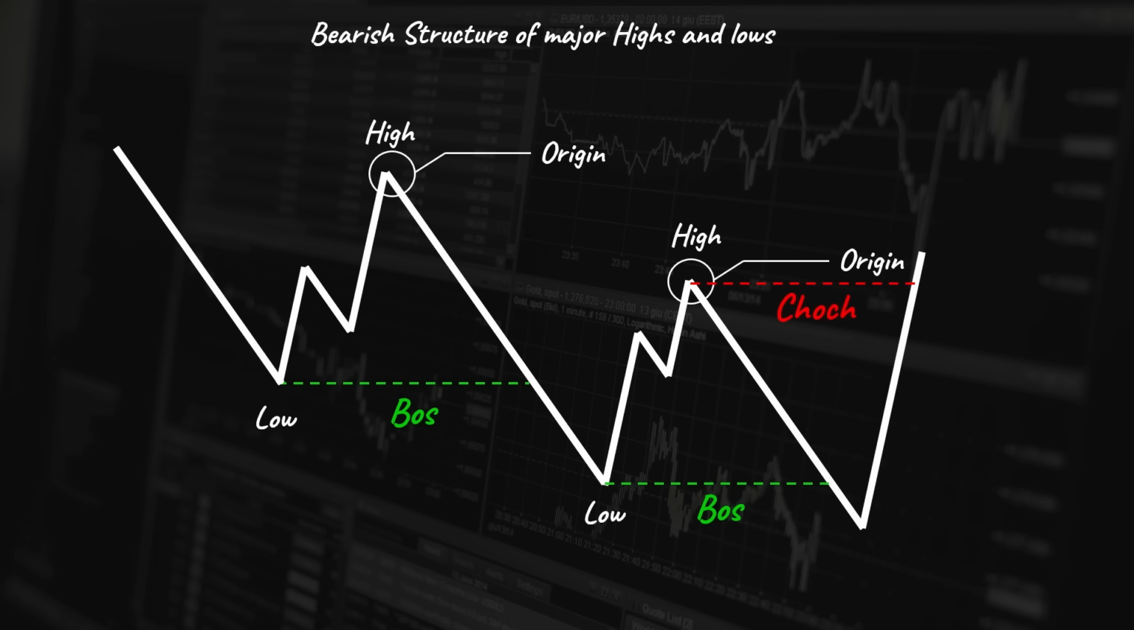Now, let's move on to the next topic, trend reversals and change of character, which is a bit complicated.